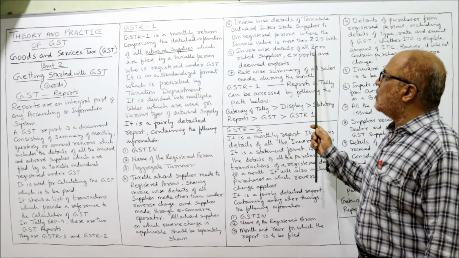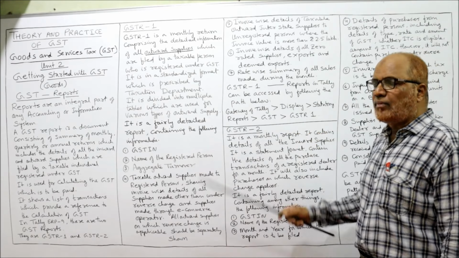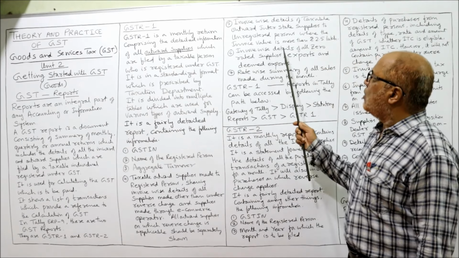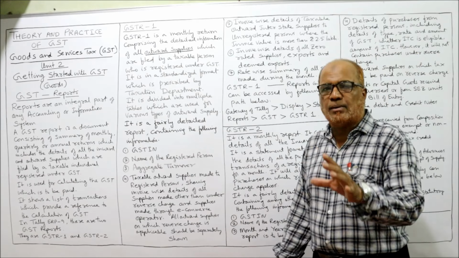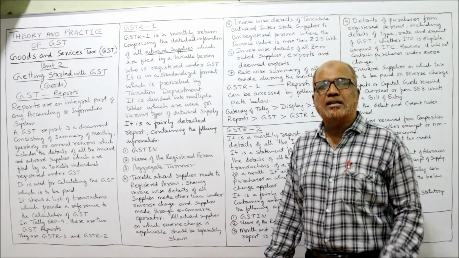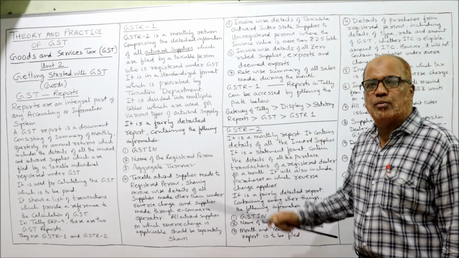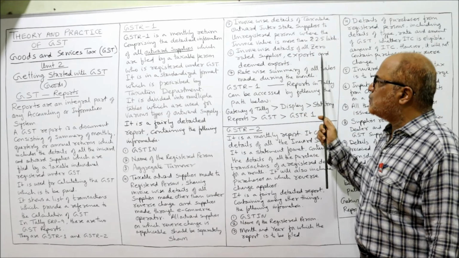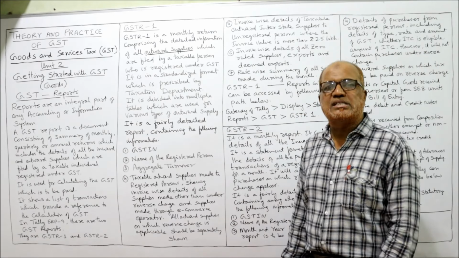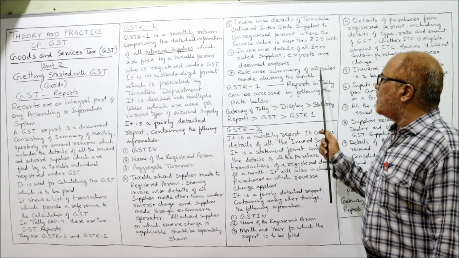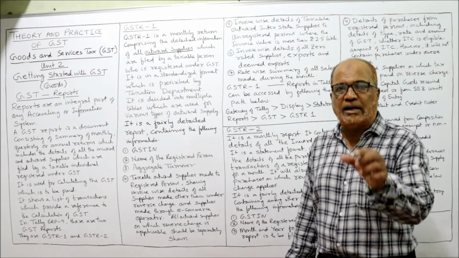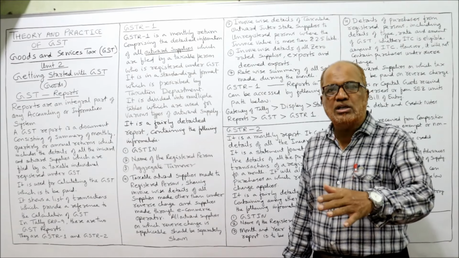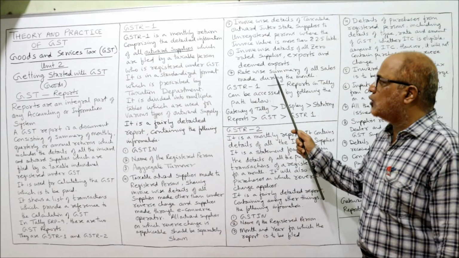Next one, invoice wise details of all zero rated supplies, exports and deemed exports. Some of the supplies are zero rated supplies, which are given by the GST, and some supplies are exports and deemed exports. Invoice wise details of all zero rated, export and deemed exports should be supplied. Rate wise summary of all sales made during the month. Rate wise, that means the summary should be on a different basis. Invoice wise, rate wise, all summaries should be given.